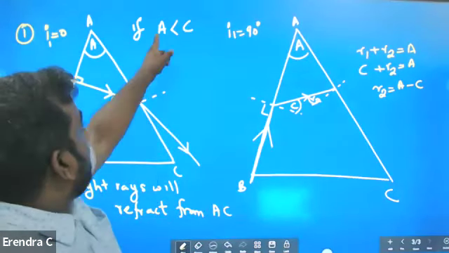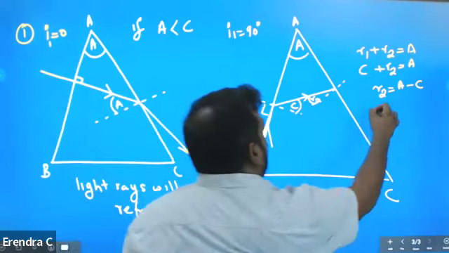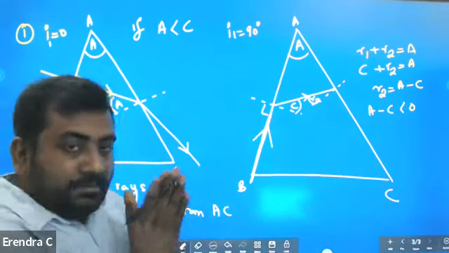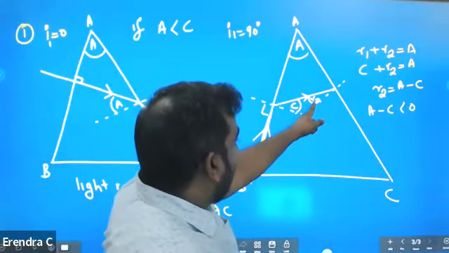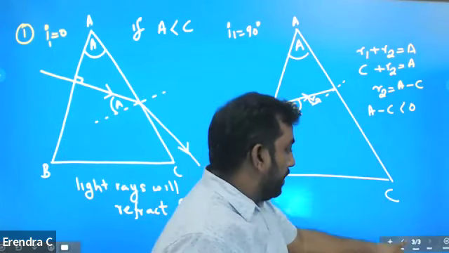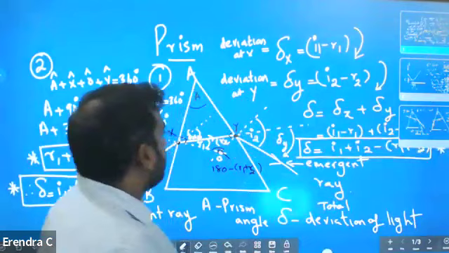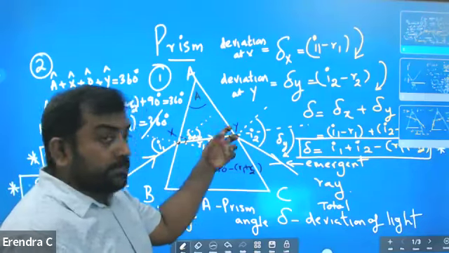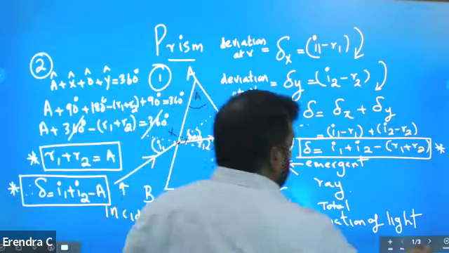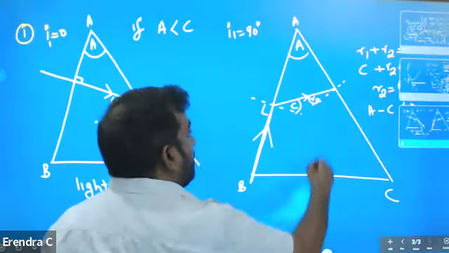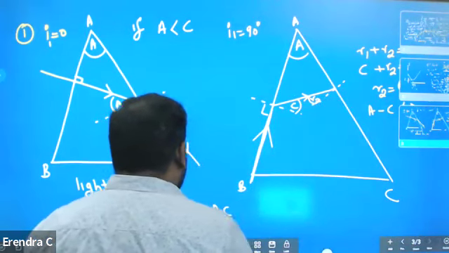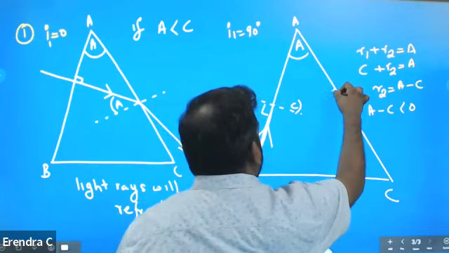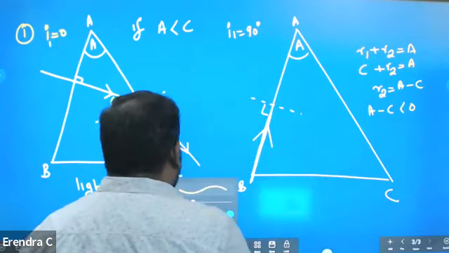Now you can clearly see A is smaller than C, so A minus C will be a negative answer. Don't panic. There is a meaning for negative. Normally, when we took R2, it was above the normal. If R2 is negative, it means below the normal. That means you must redraw this carefully a bit. This is how the light ray will behave.